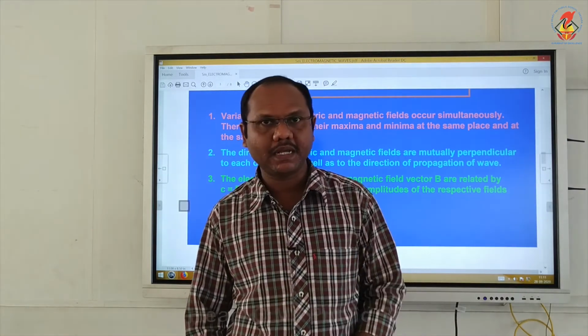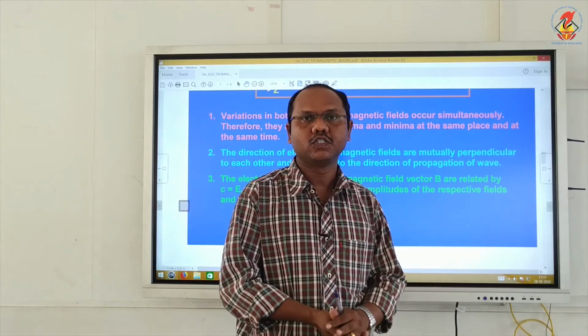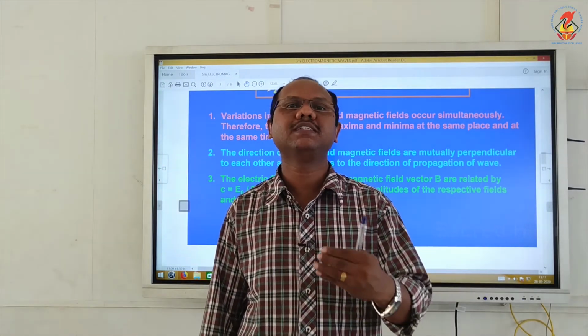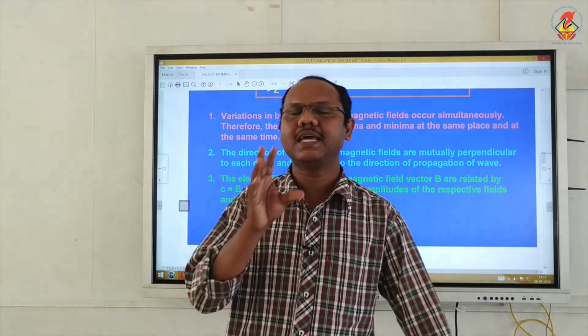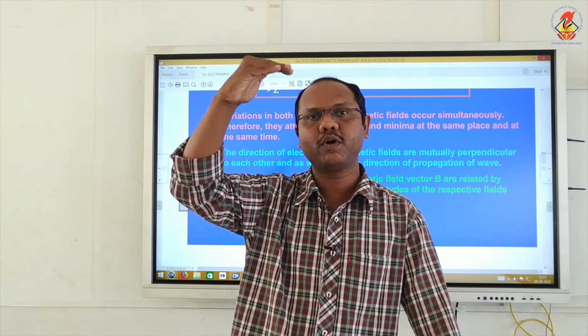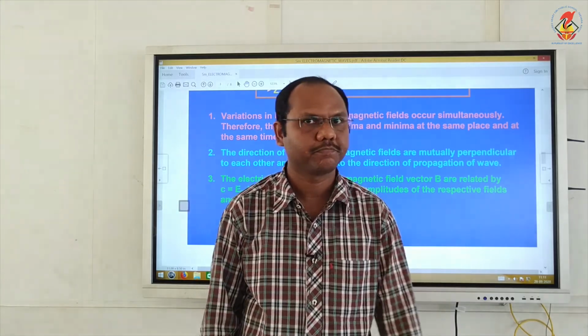So, the first property is the variation in both electric and magnetic field occur simultaneously. Therefore, they attain maxima and minima at the same place and at the same time. So, you have to think like this: electric and magnetic field are always occurring simultaneously. So, I can say like this: electric and magnetic field are in the same phase. Their maximum point and their minimum point are always in the same state, same phase.